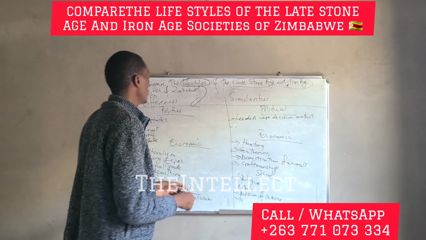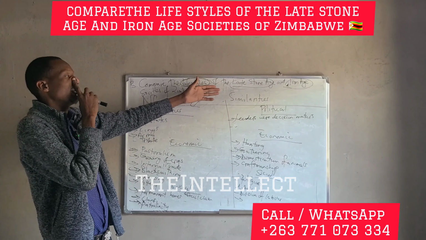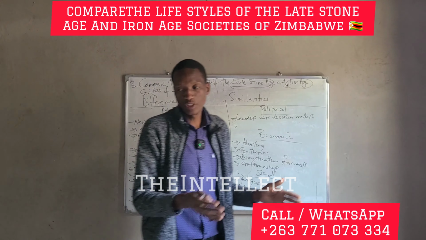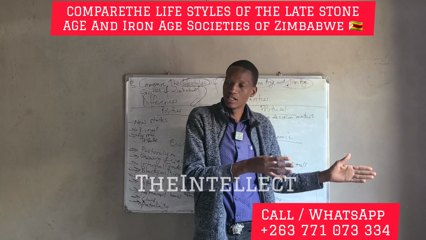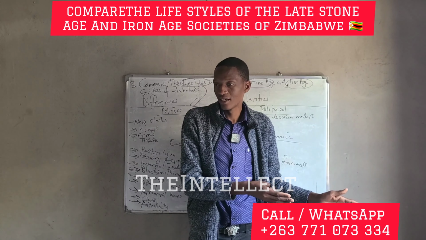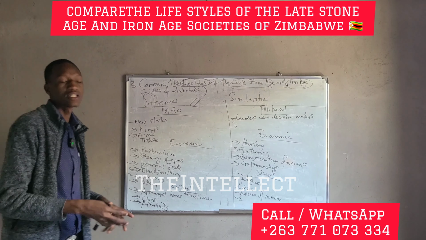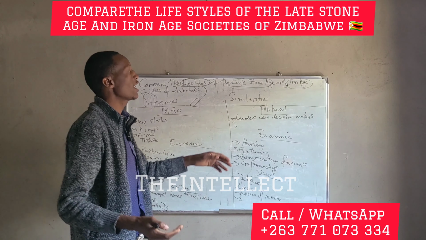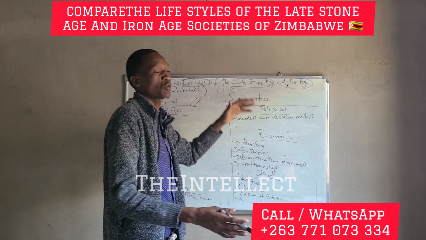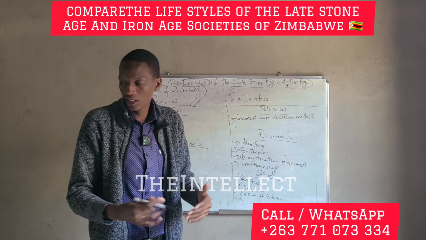Explain. For example, you say politically, the late Stone Age period was a period whereby the Stone Age was about to end. The late Stone Age, for example, during the time of the Khoisan. Then the Iron Age is a period whereby iron was being introduced. So we are looking for the difference between the periods, that when the Stone Age ends, you then start to introduce the use of iron.